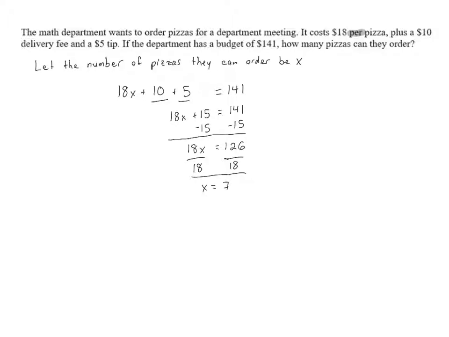So we go back up to the let statement. It said let the number of pizzas they can order be x, but we know that is 7. So now we answer their question. If the department has a budget of $141, how many pizzas can they order? Well, we know they can order 7 pizzas. And that is our final answer.